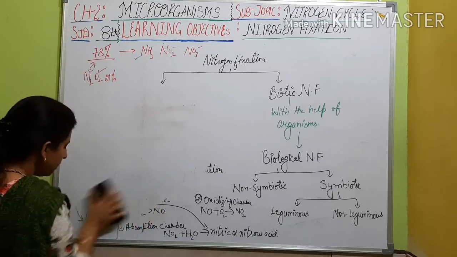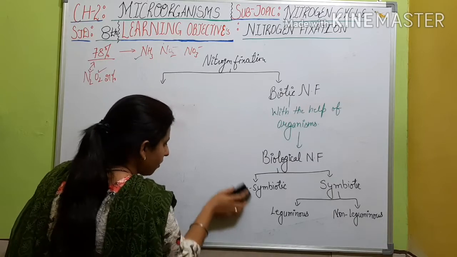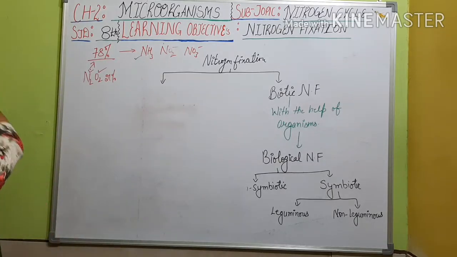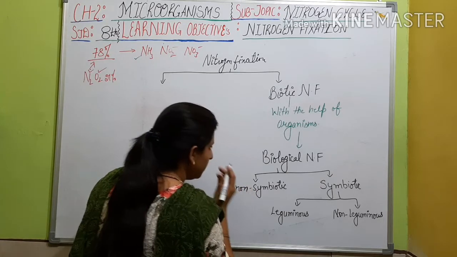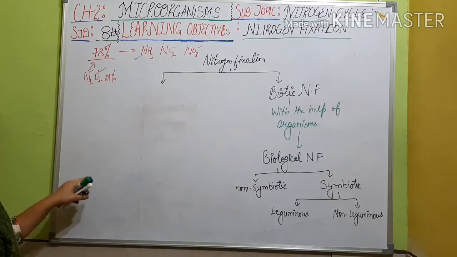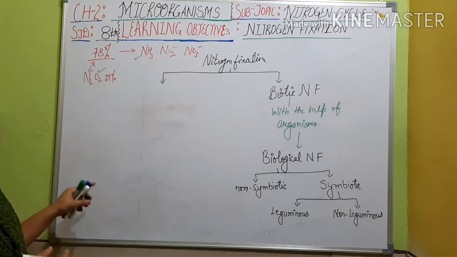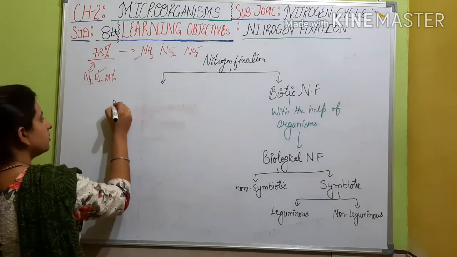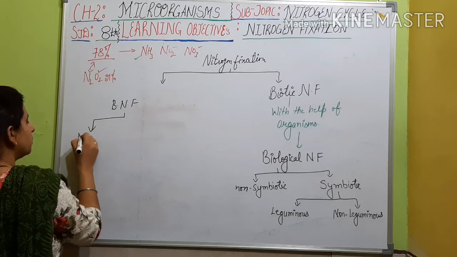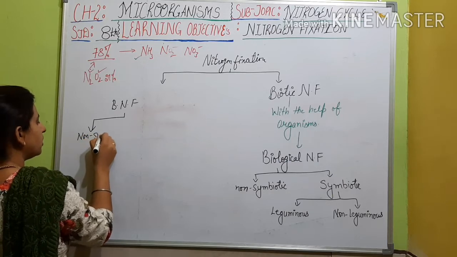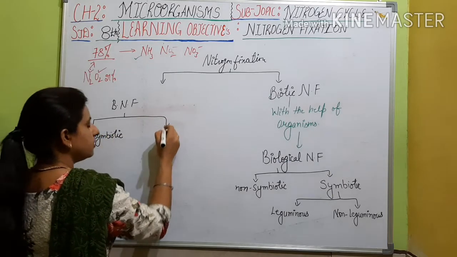But when we go for the biological nitrogen fixation, it is a process in which the organisms are involved in the nitrogen fixation. So in biological nitrogen fixation, it is of two types, non-symbiotic and symbiotic.